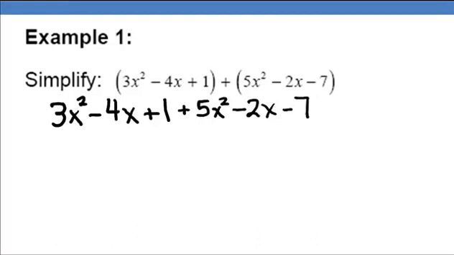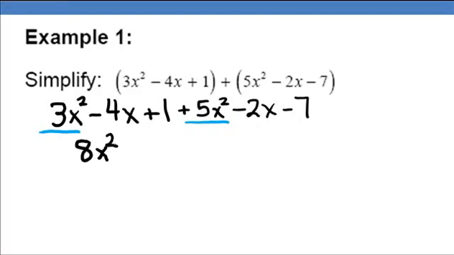And now we're going to just combine like terms. So we'll pick the terms that are alike, 3x squared and 5x squared. You're going to work with coefficients. So those are like signs. We will add and keep the sign. One copy of the variable, exactly like it is.